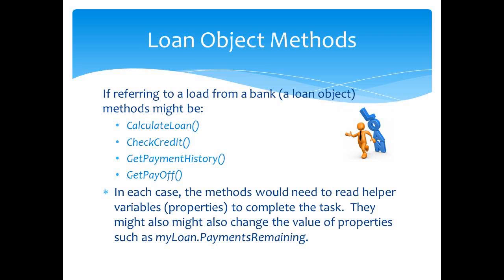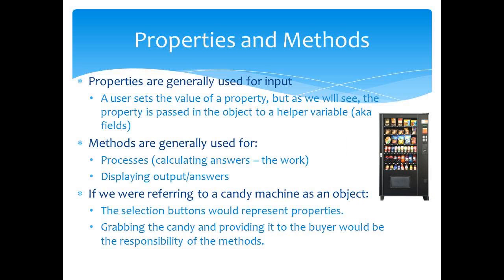In each case, the methods will refer to what we're going to call helper variables or properties that are going to complete the task internally. And we're going to talk a lot more about helper variables and properties in just a moment. They might also change the value of properties such as myloan.paymentsremaining. So properties are generally used for input into your object.